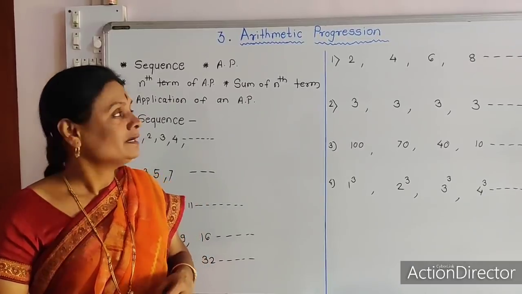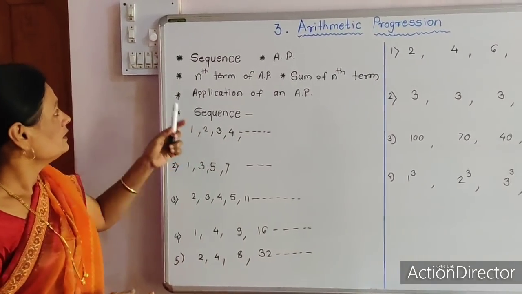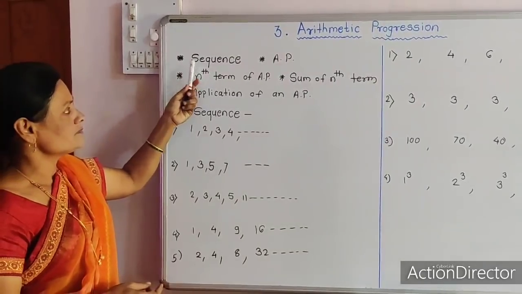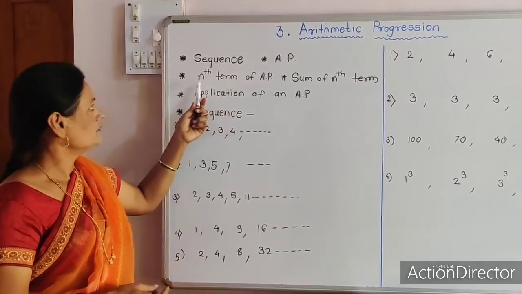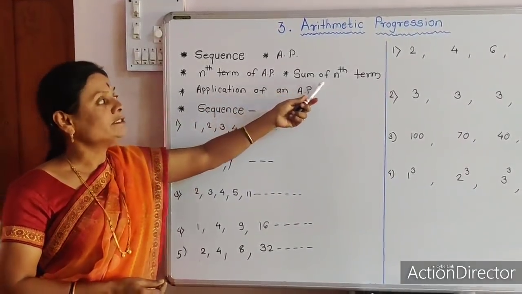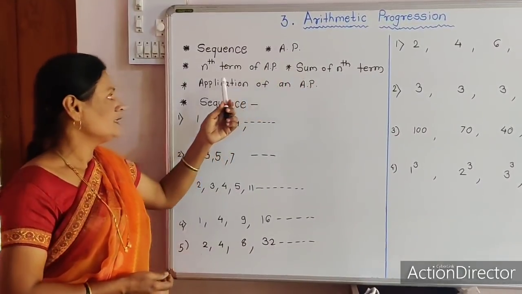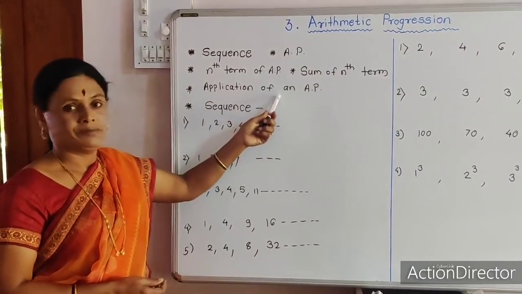In this topic, in arithmetic progression, we have to study sequence. The next point is the arithmetic progression. Next point, nth term of an AP, sum of n terms of an AP, and the last point, that is the application of an AP.